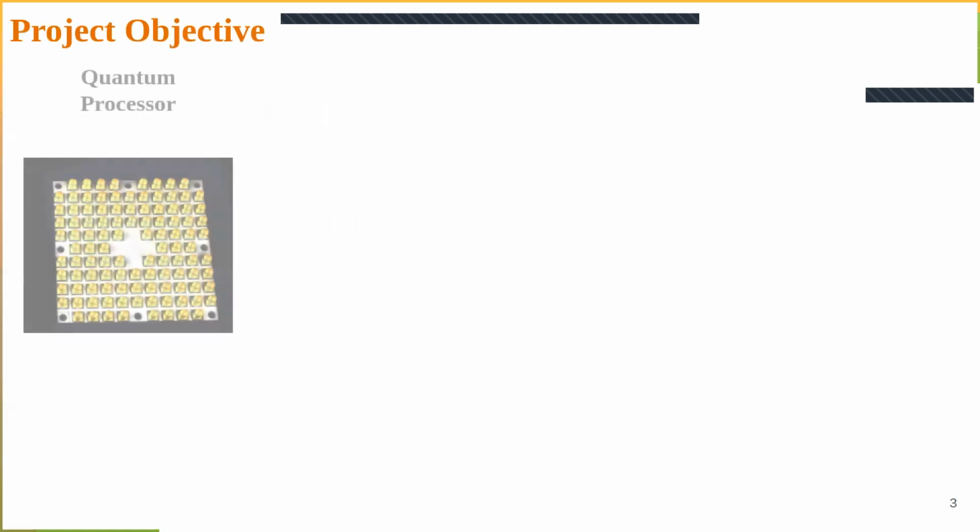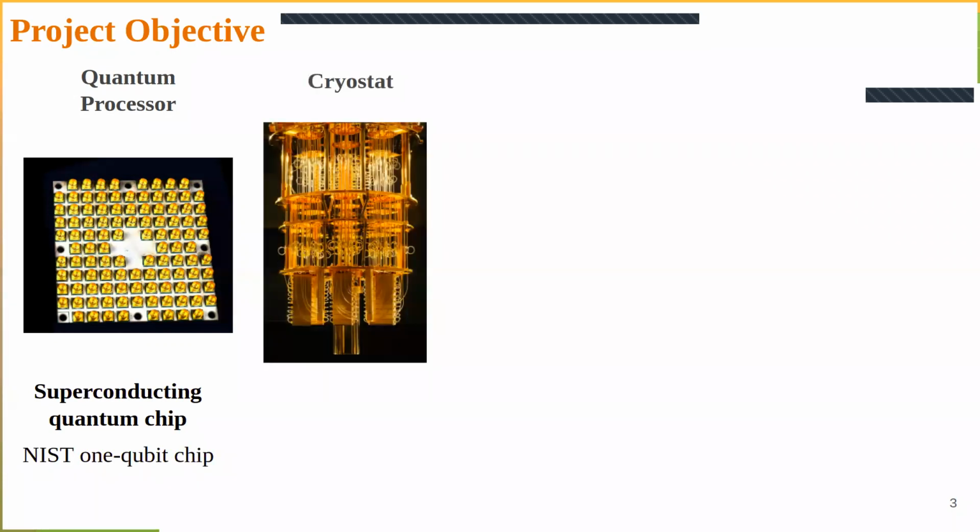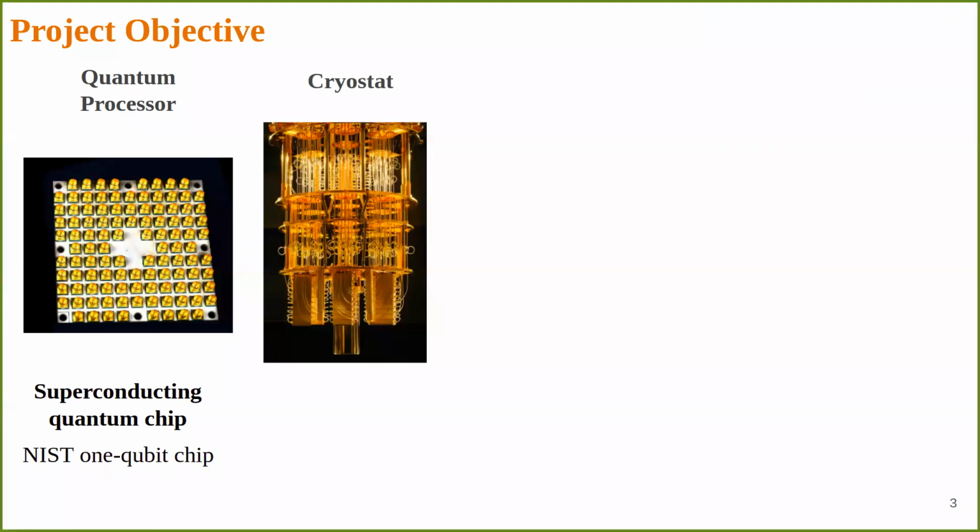A general setup of a superconducting quantum computer includes a quantum processor. This is the chip that includes the qubits and connects them. For our experiment, we are using specifically a Transmon-based superconducting quantum chip that was developed at NIST. This quantum processor is installed within a cryostat that would provide the near zero.